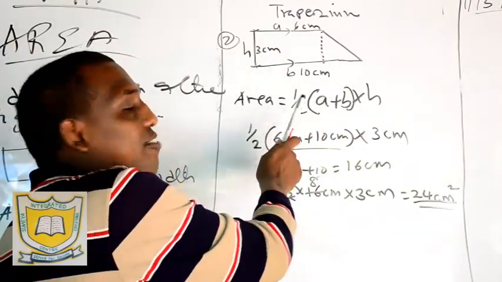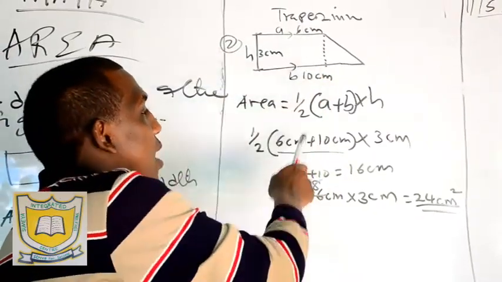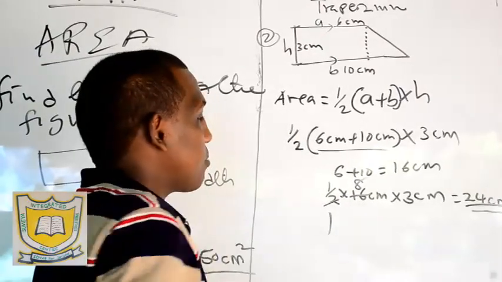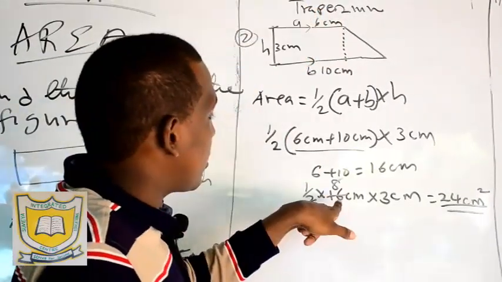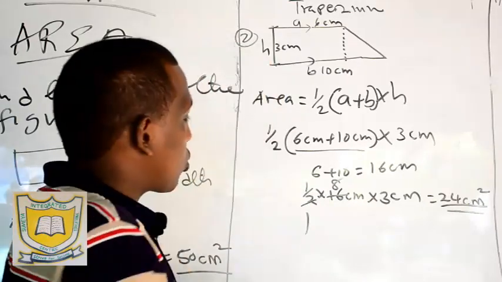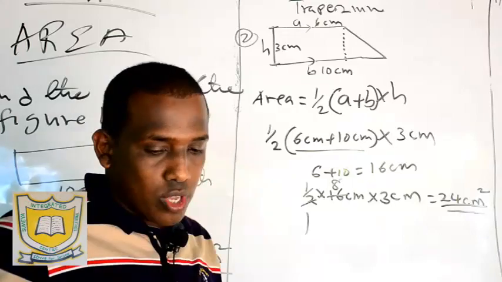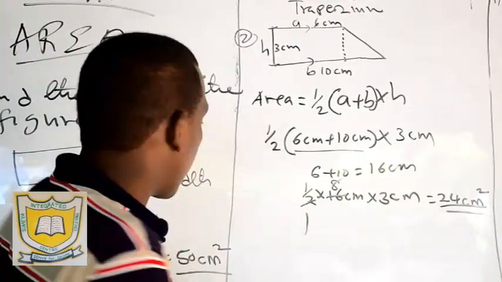You say a half into bracket A plus B times height. So A plus B, you add 6 plus 10, you get 16. So a half times the sum of these two lines, which is 16, times height, which is 3. So by 2, 1 by 2, 8. 8 times 3, 24 centimeter squared. That's how we get the area of that figure.